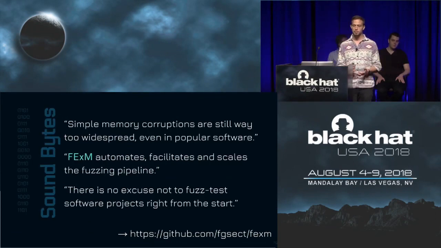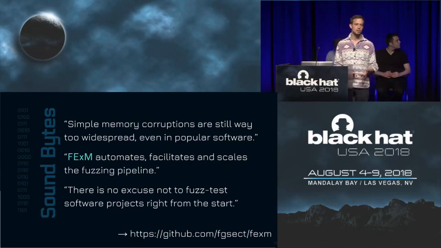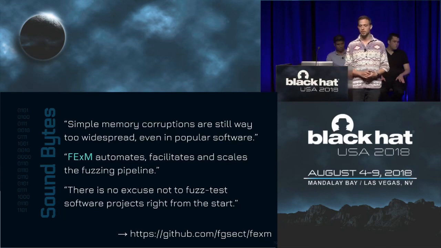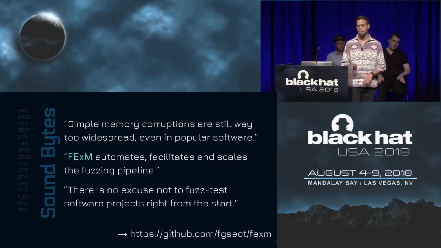So to wrap it up, simple memory corruptions are still way too widespread. We don't know why we find so many bugs in simple tools. It should be easy to trivial to use AFL by this point. FexSM then tries to help out by automating this and it scales it to everywhere you want to go. There's no more excuses to not fuzz test starting today.